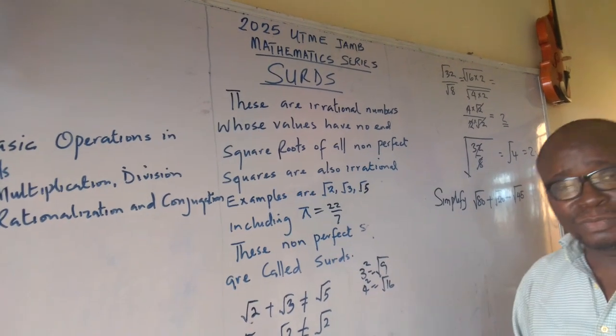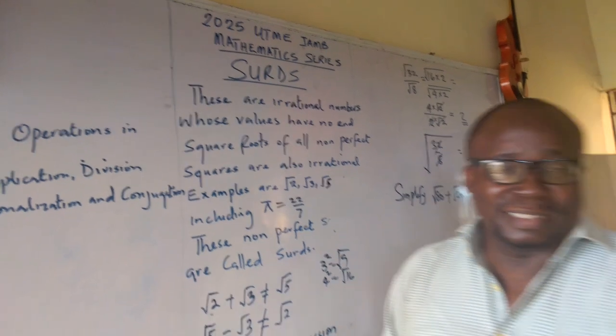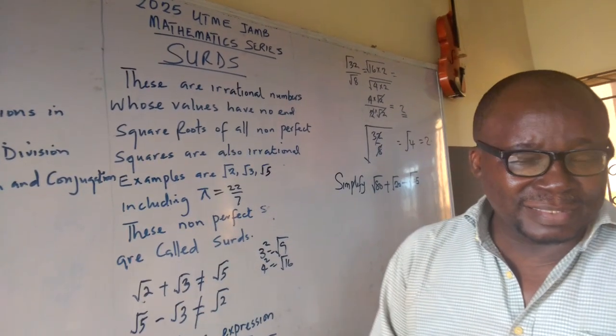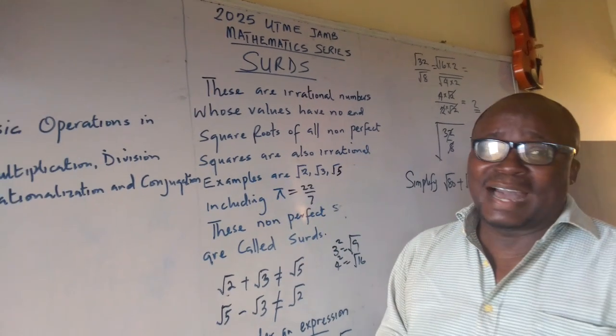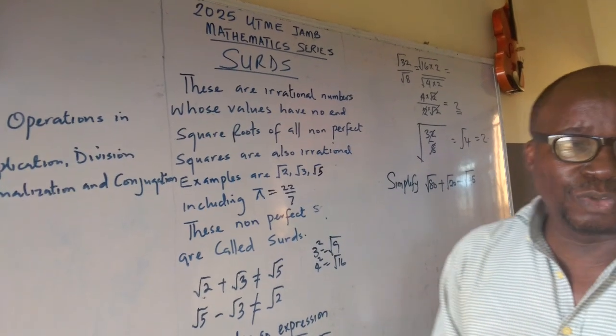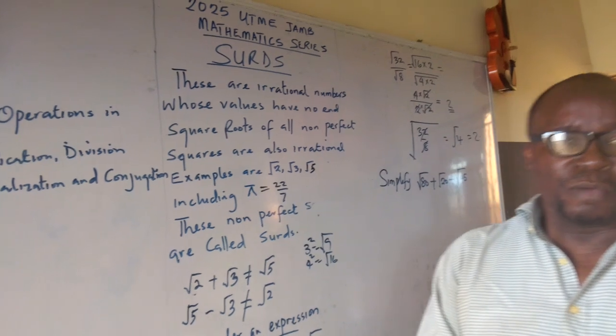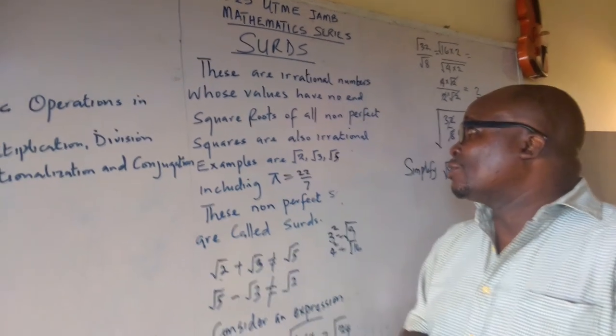SURDS is what we are looking at. We treated indices, looked at logarithms as is recommended in the syllabus. Now, for SURDS, we have been asked to pay key attention to basic SURDS operations. But first, you must know the meaning of a SURD.